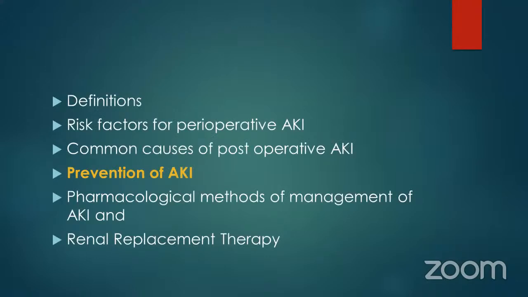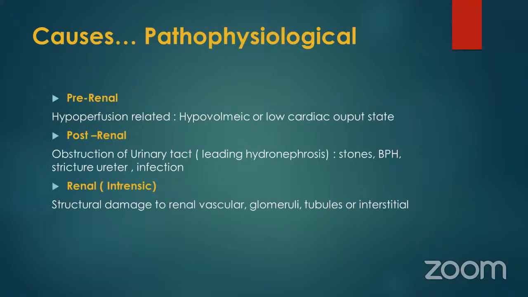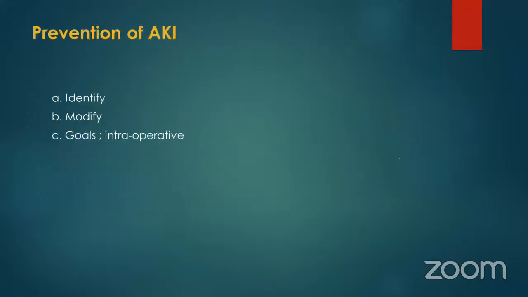Prevention of AKI. For the prevention of AKI, we should have an idea of the pathophysiological classification of the renal injuries, like pre-renal injuries, post-renal injury, and renal injury. If we have this idea of what exactly is causing them, then we can manage better in preventing the AKI.